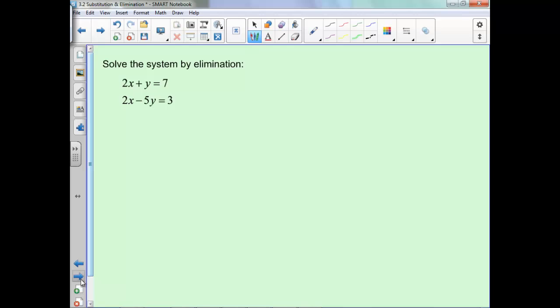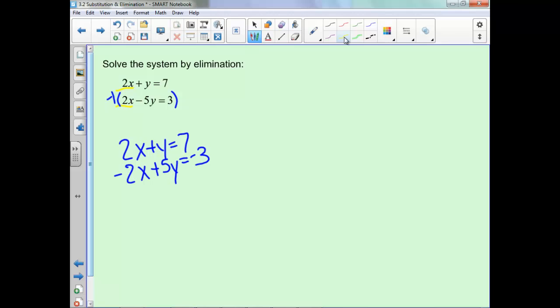Now notice our x coefficients are at least similar. They both have a 2, but we need them to be opposite of each other. So how we can take care of that is just multiply one of the equations by negative 1. So then our first equation is still going to stay the same. Our second equation, multiplying that negative 1 by everything.